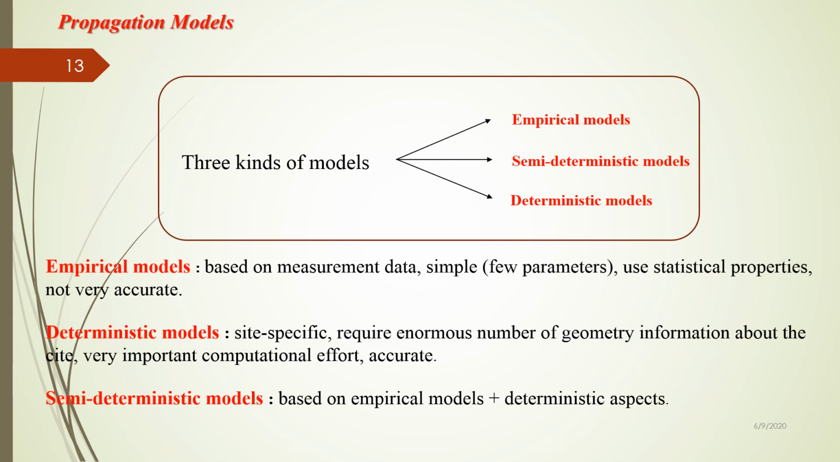Empirical modeling is the generic term for activities that create a model by observation and experiment. Semi-deterministic is partially empirical and partially deterministic model, which involves assumptions and approximations to simplify the calculation. Deterministic model estimates the field strength directly from the path profile, that is the profile of the terrain between the transmitter and the receiver.